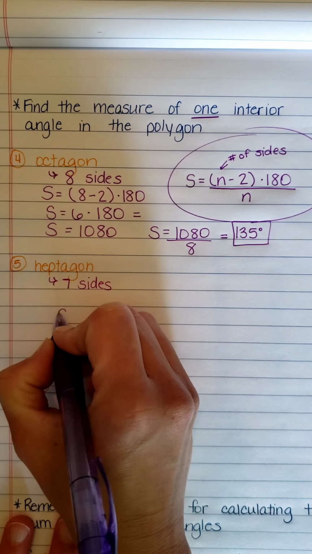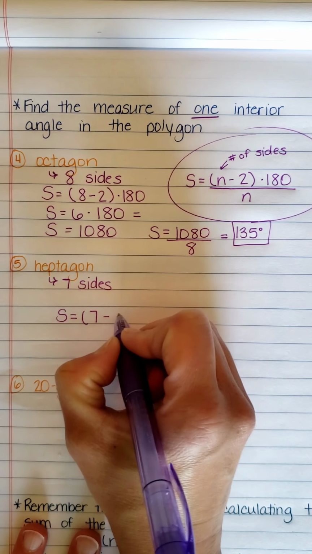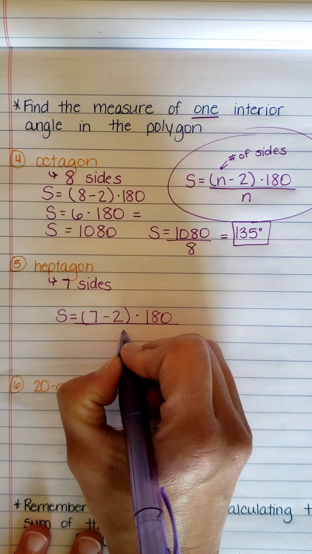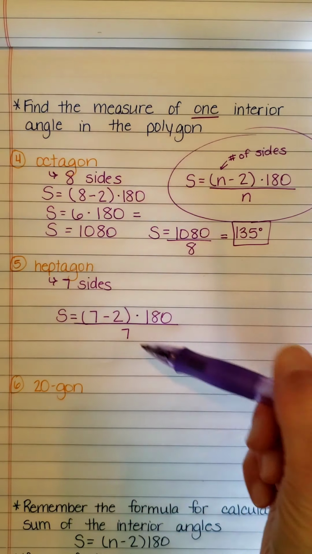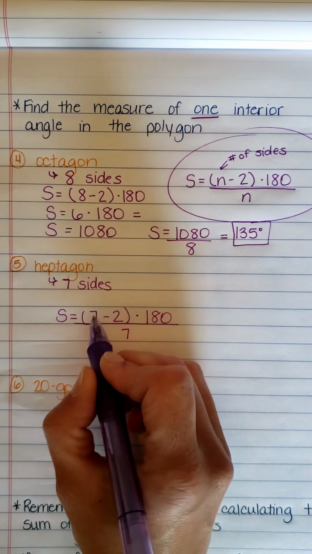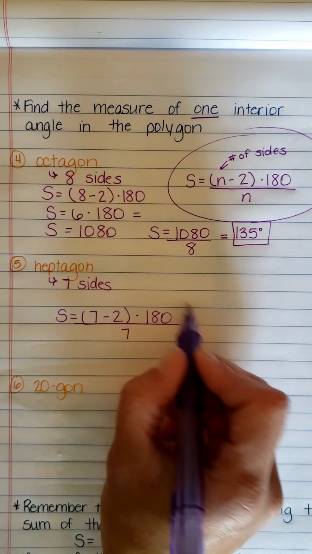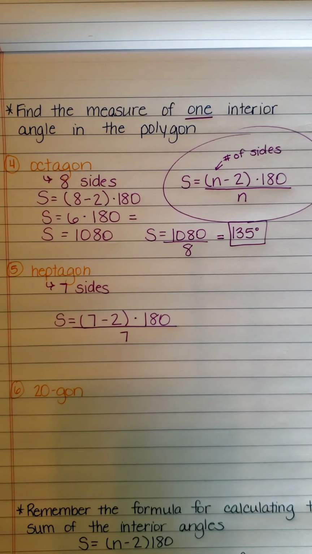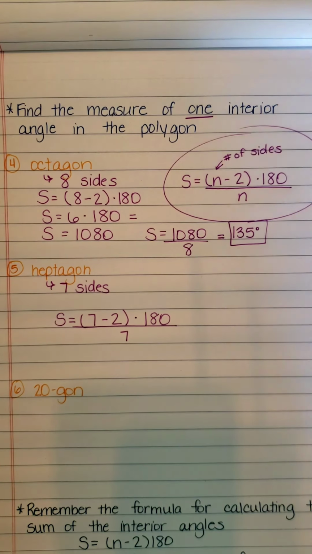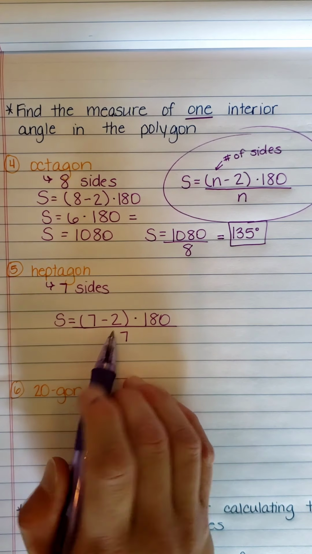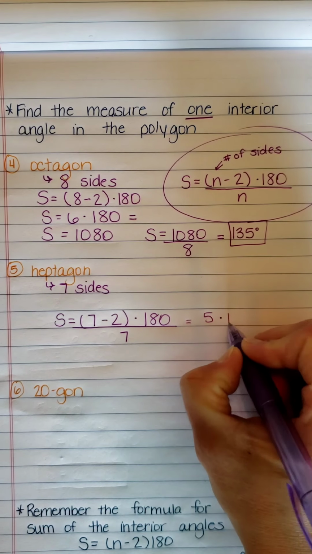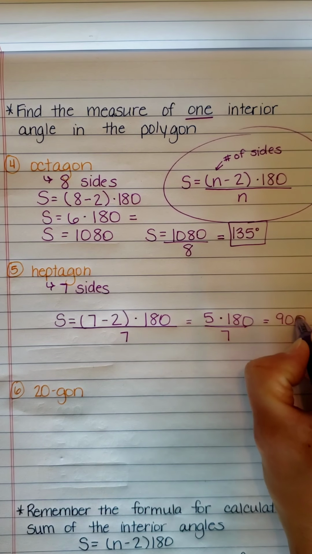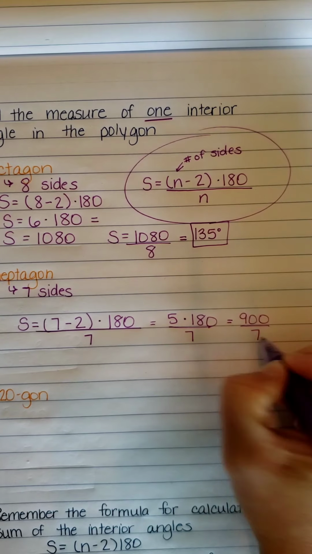So we're going to use this formula: S equals the number of sides, which is 7, minus 2 times 180 divided by the number of sides, which is 7. The top tells us the sum of all of the angles, and then dividing it by 7 tells me the measure of one of the angles. So I'm going to do 7 minus 2, which is 5. So I'm going to have 5 times 180 divided by 7. Well, 5 times 180 is 900, and 900 divided by 7 is what I need to do.